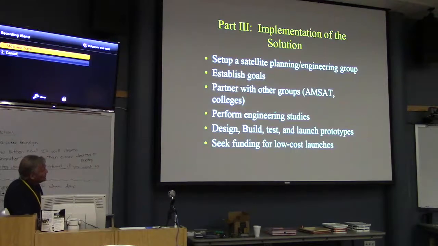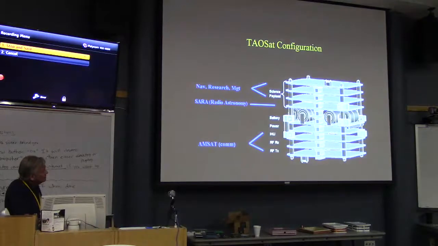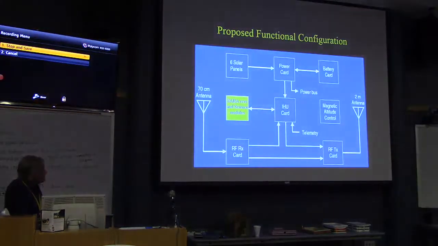Okay, what do we do to implement this? We set up a group that can actually look at the various facets, establish goals, partner, do the engineering studies, and then test prototypes. So that's what we've been trying to do. We looked at the configuration that we might do. We call our group TALSAT, but it's just a preliminary for either going ahead. This is a balloon study going ahead for the satellite or working with SARA.